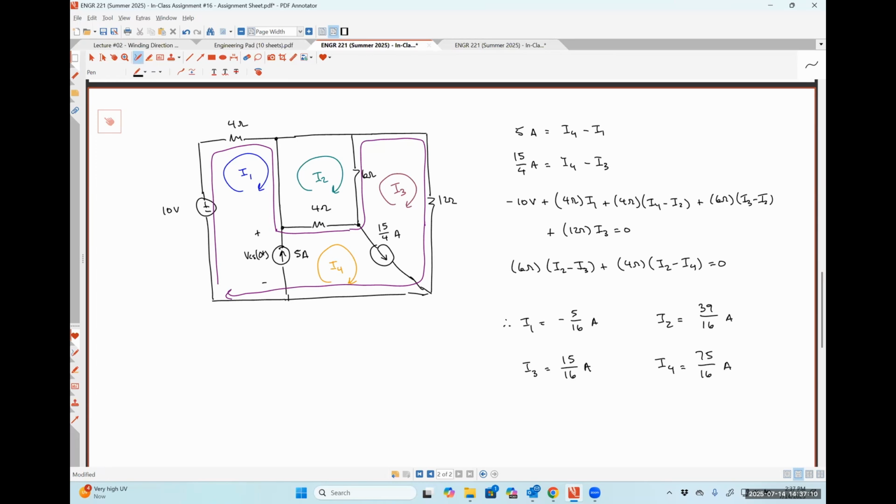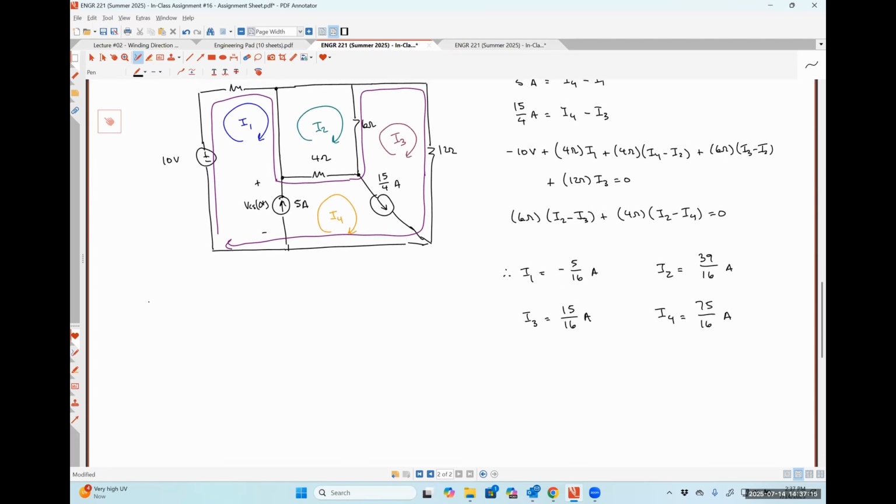So what if we just wrote a KVL equation around mesh 1, right? If we were only dealing with mesh 1, we would have negative 10 volts plus 4 ohms times I1 plus VCS at 0 plus is equal to 0. So VCS at 0 plus would be equal to 10 volts minus 4 ohms times I1, where I1 is negative 5/16 of an amp. So that would look like 10 plus 20/16, which is 45/4 volts, or 11.25 volts, which should be the exact same thing I got using nodal analysis, I guess, last quarter.